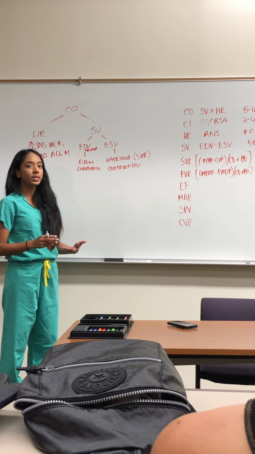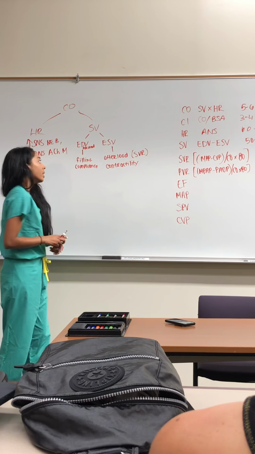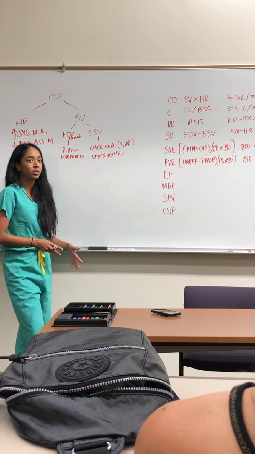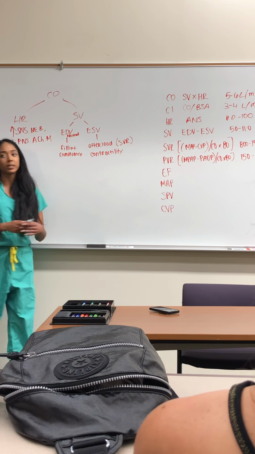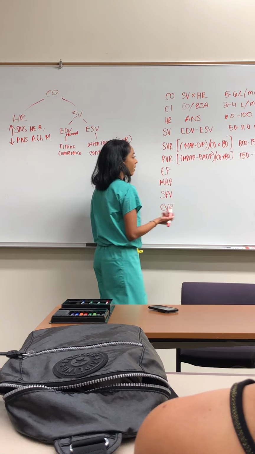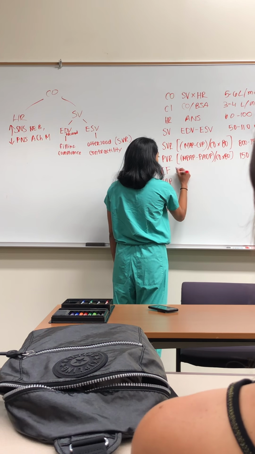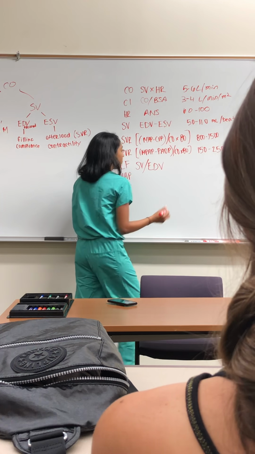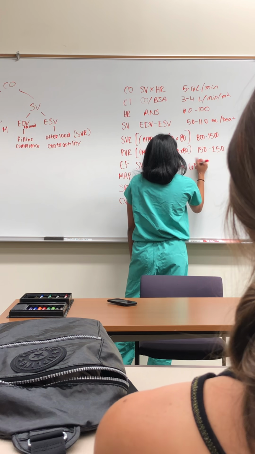Contractility is the intrinsic ability for the heart to squeeze. The ability for the left ventricle to generate a pressure in order to eject its stroke volume is the intrinsic inotropic state of the heart. Contractility can be assessed clinically through ejection fraction. Ejection fraction is calculated by taking your stroke volume, dividing it by end diastolic volume, and normal is about 60%.